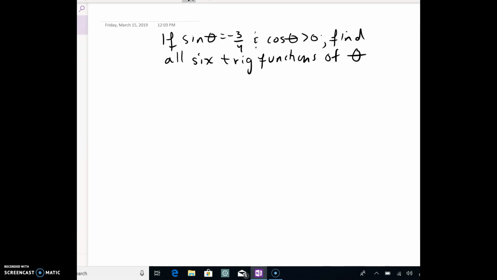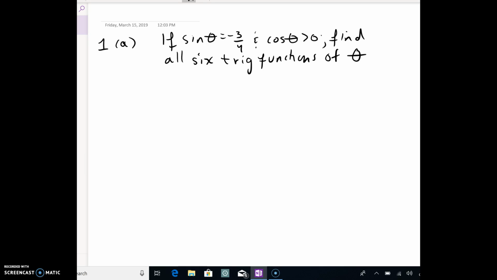So we're given this example, and this is example number 1, part A. And it says the following. It says, if the sine of theta is equal to negative 3/4 and if cosine of theta is greater than 0, find all 6 trigonometric functions of theta.